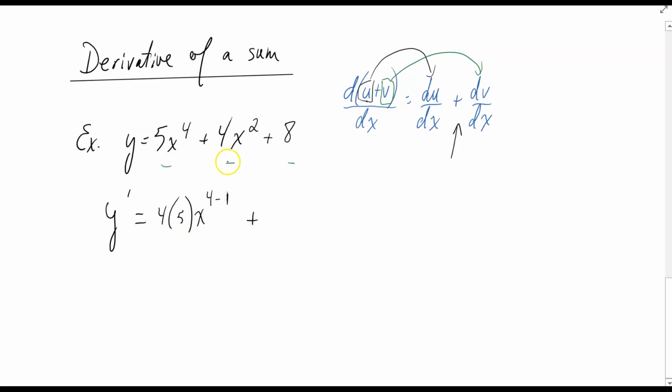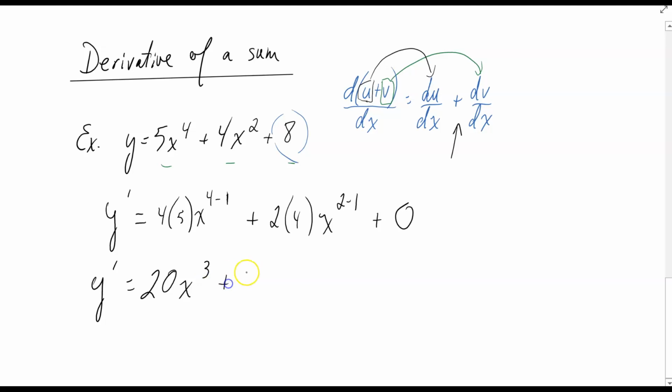Plus, move on to the next one. 2 gets multiplied by 4, x, and we reduce the exponent by 1. Don't forget in this last term that that's actually an x to the 0. It's a constant, right? And the derivative of a constant is 0. So we don't want to just leave it as 8. Sometimes that's a common mistake. Remember that the derivative of a constant is 0. So what does this look like here? We've got 20x cubed plus 8x. And that's its derivative.